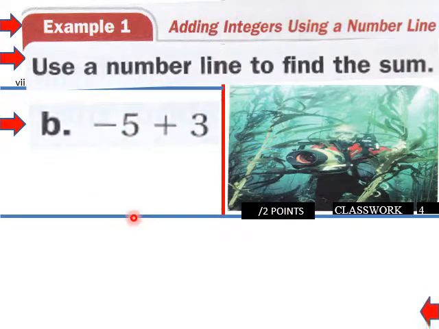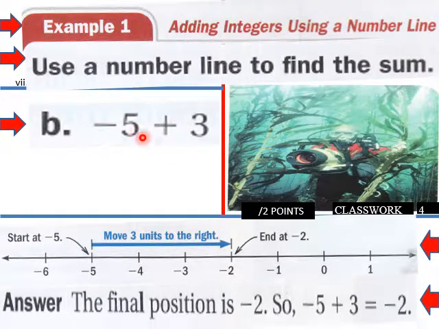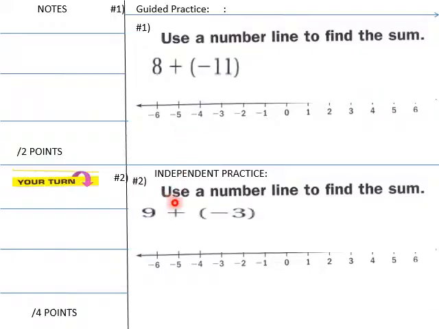And then use the number line again. We got this sum here. How would this look? Well, we start at negative 5 here. We move 3 units to the right, and that'll give us negative 2 here, using a number line again to visualize this sum here. So the final position will be negative 2 for this sum here.